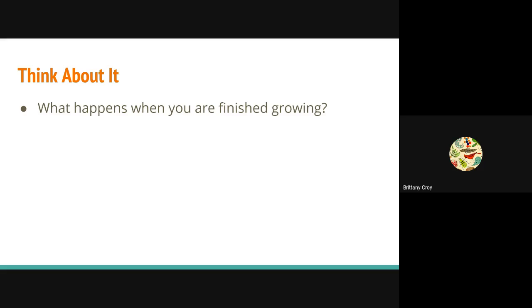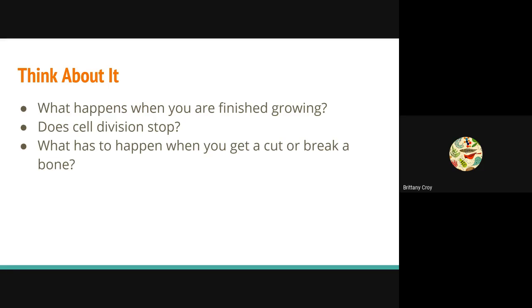What happens when you are finished growing? Does cell division stop? What has to happen when you get a cut or break a bone? What about daily wear and tear on your body? As you might have guessed, even when we stop growing in height or growing around the middle, our cells keep on dividing. This objective, we're going to figure out how they divide.